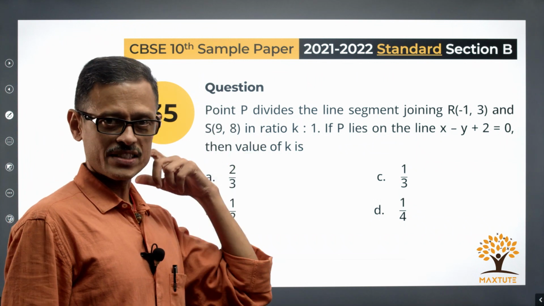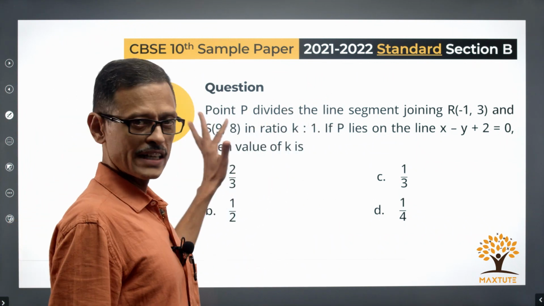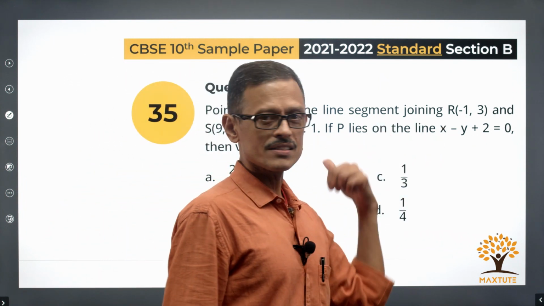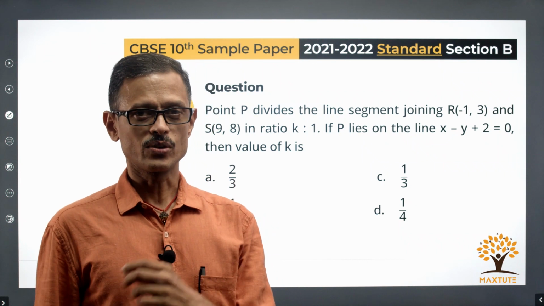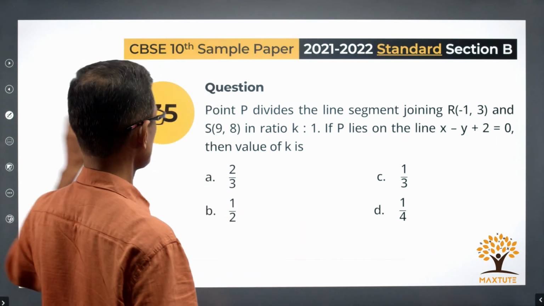This again is a very interesting question. Point P divides a line segment RS, whose coordinates are known, in the ratio k is to 1, and P lies on this line x minus y plus 2 is equal to 0. What we need to find out is what this value of k is.